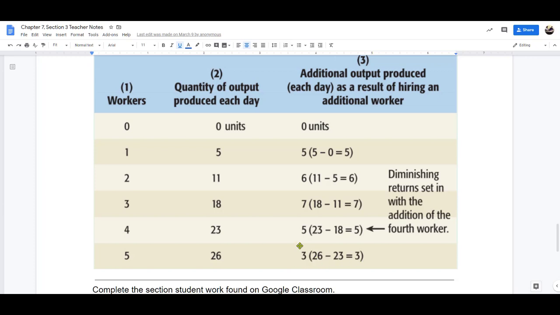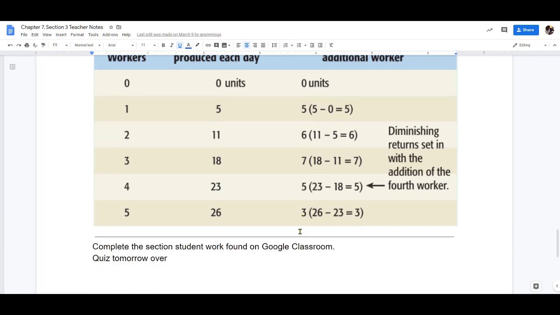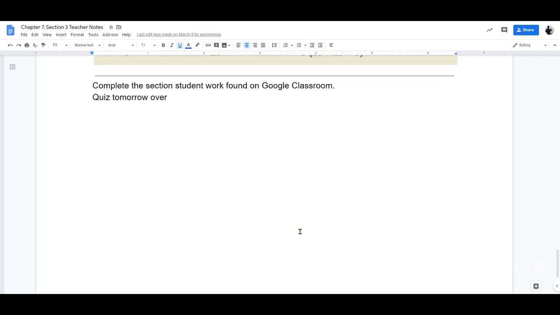Now, what that means, like Mr. Clifford said, is like, when you get past 3 workers and you add that fourth worker, there's less productivity happening. You're still making more output though, but the people aren't as efficient, okay? All right, and that's everything for that.